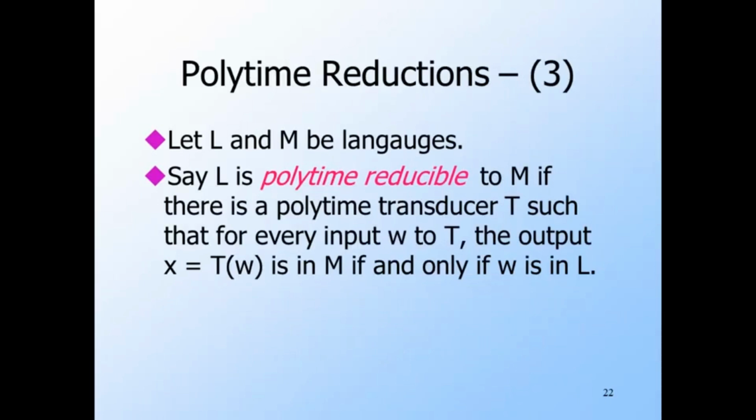Consider two languages or problems, say L and M. We say L is polytime reducible to M if there is a polytime transducer T that takes an input W that is an instance of L, produces an output X that is an instance of M, and the answer to L on W is the same as the answer to M on X. That is, W is in L if and only if X is in M.